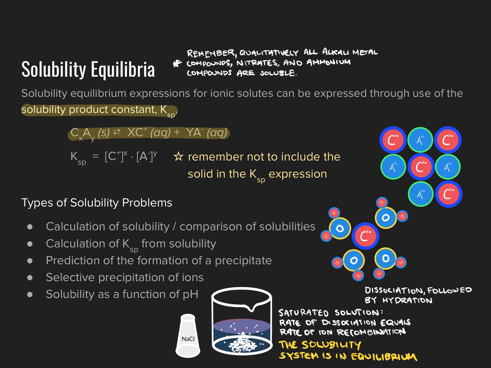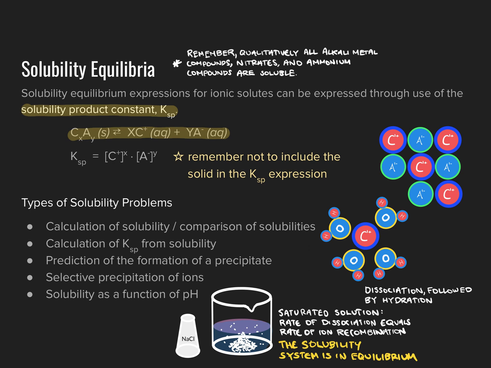All right, so now that we have an idea about the approach we're going to use to solving these problems, there's a variety of different ways that we can see a solubility problem given to us on an AP test. I've listed for you here 5 different common types of solubility problems. Those are, first, we could ask you to calculate the solubility of a particular ionic solute, or to compare the relative solubilities of 2 different ionic solutes.